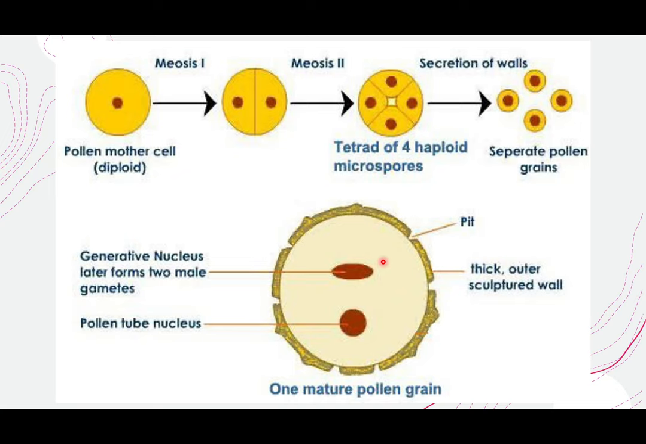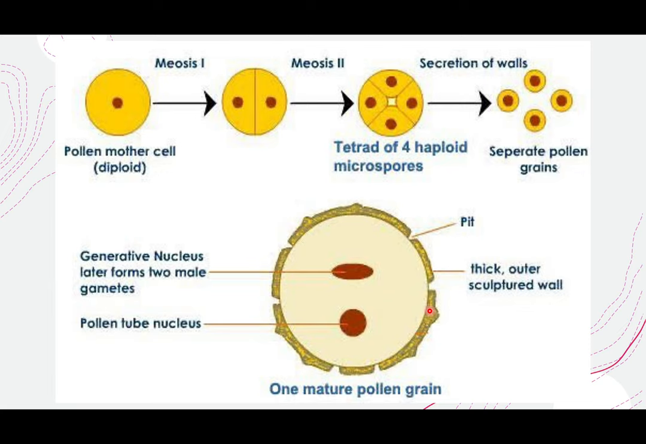And now we also have the pollen tube nucleus. So the nucleus splits, and 2 nuclei emerge after the split. And then we have our inner membrane, which is the intine, and the exterior rough membrane here is what we call our exine. So it's generally rough.